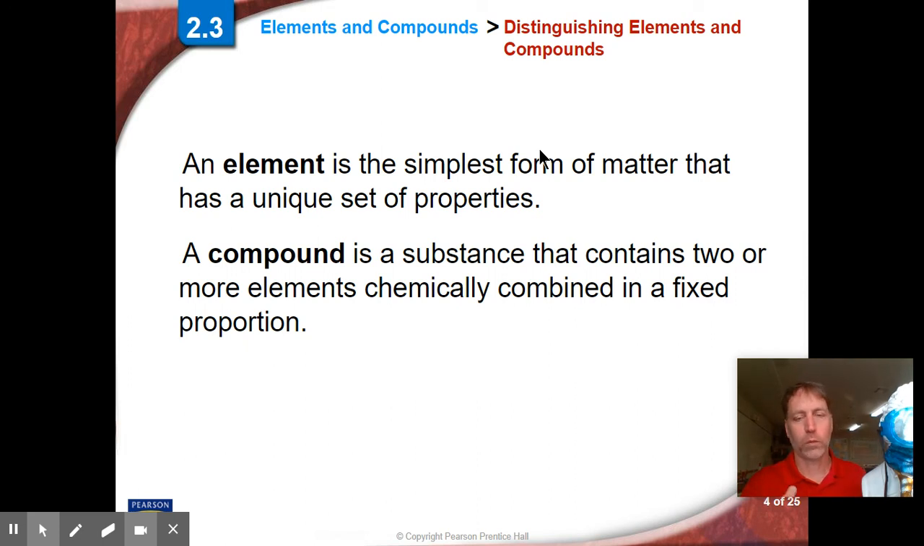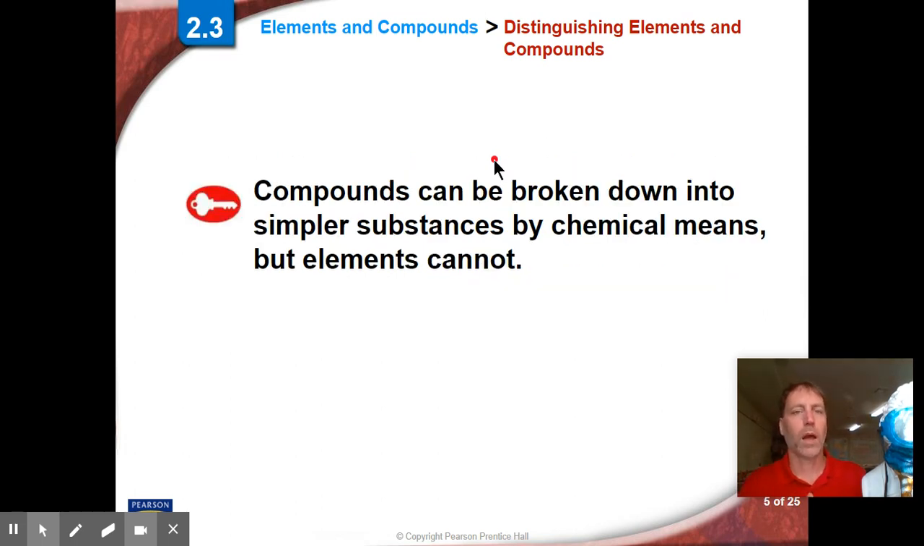All right, so for instance, we had our aluminum nails and our iron nails that we talked about last time. Those weren't chemically bonded together. That was not a compound, that was a mixture. So a compound is two or more elements that are chemically combined in a fixed proportion. We'll talk about those fixed proportions later, but they're chemically bonded, is what you need to remember. Compounds can be broken down into simpler substances by chemical means, but elements cannot.